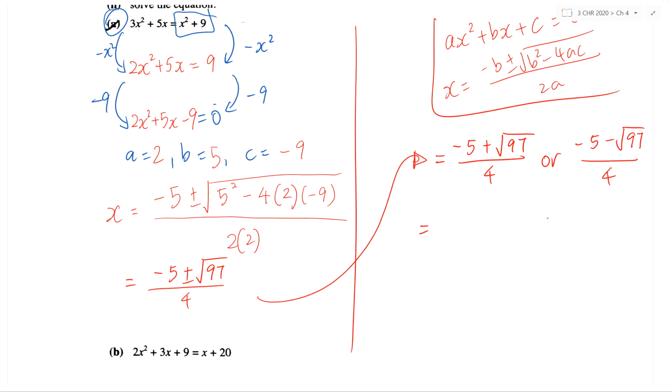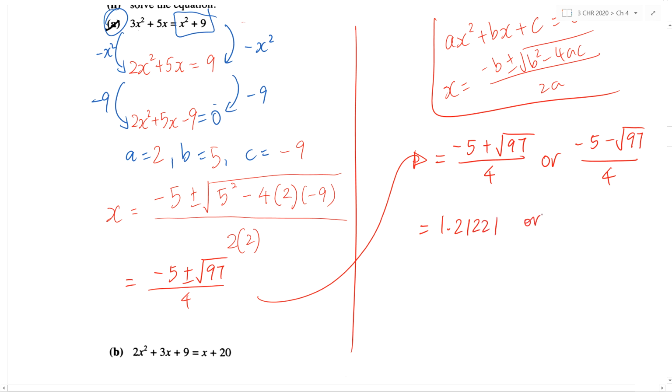No, 97. Right? You have to check your signs over here inside the square root. Okay, so now I will key in the answer for this. This is a fraction. It starts with negative 5 plus root 97 divided by 4.